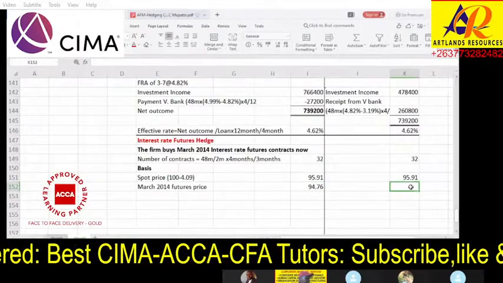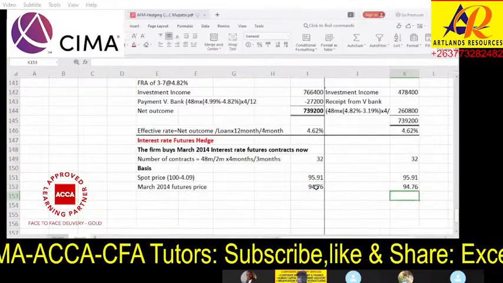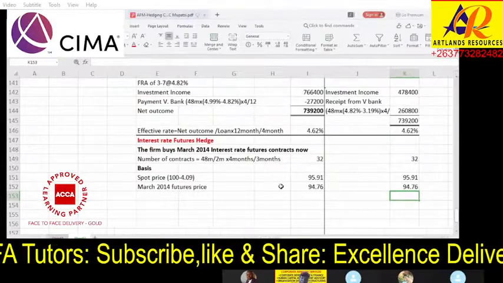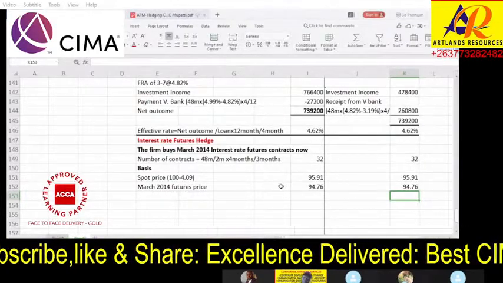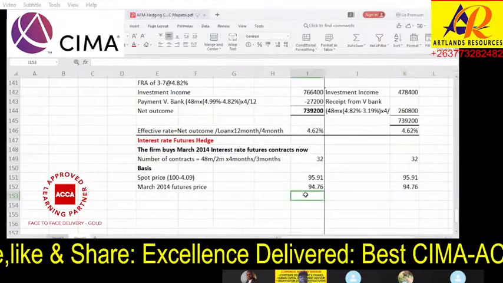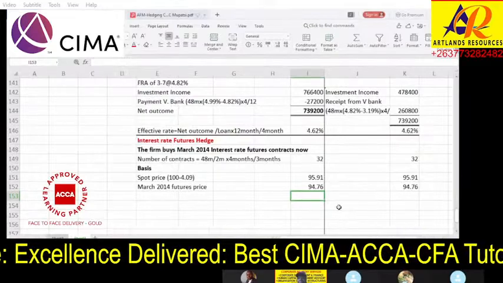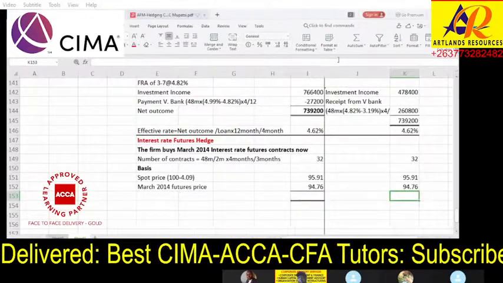94.76 is the same price here, 94.76. Then this is end of March, and we are talking of from 1 November to end of March. So it's November, December, January, February, March. So the basis we are going to get here are basis for 5 months, the 5-month basis.